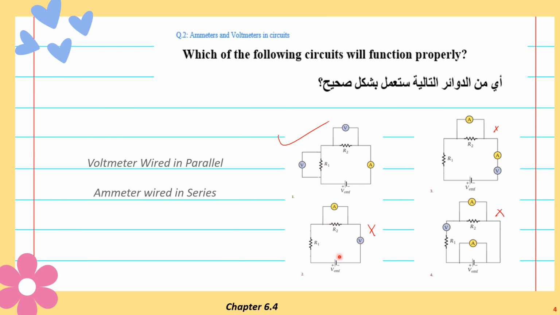Here, what's the mistake in this circuit? The ammeter here, you can see, is wired in parallel. So of course this is wrong. What about that one? Here also you can see the same mistake. An ammeter is never wired in parallel. What about that one? We have two mistakes. The voltmeter is in series. That's wrong. And here the ammeter is wired in parallel. That's wrong. So that's the correct circuit, where the voltmeter is branched in parallel and the ammeter is wired in series. So this is the correct answer.